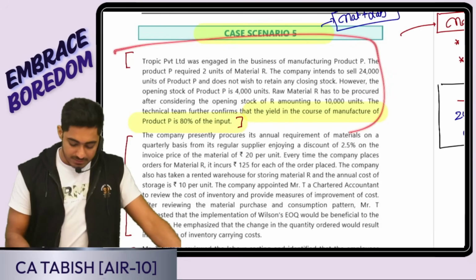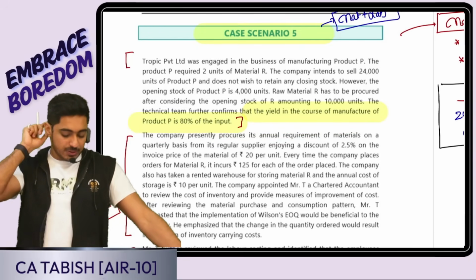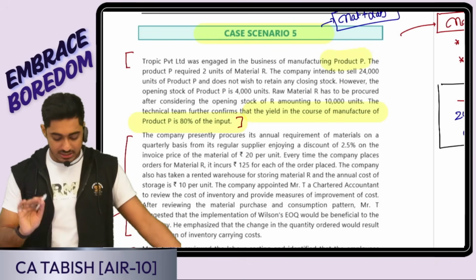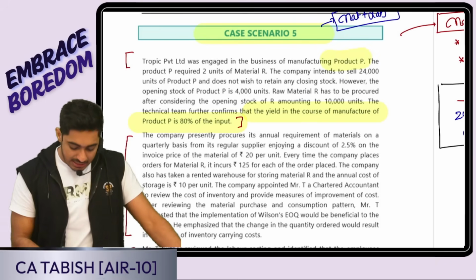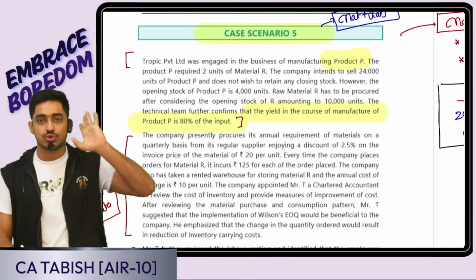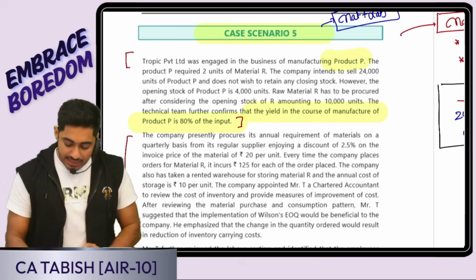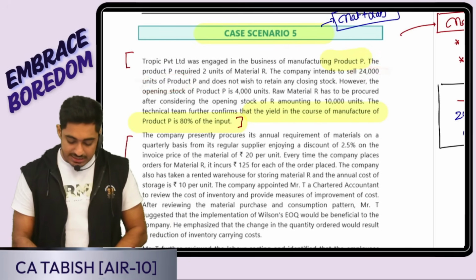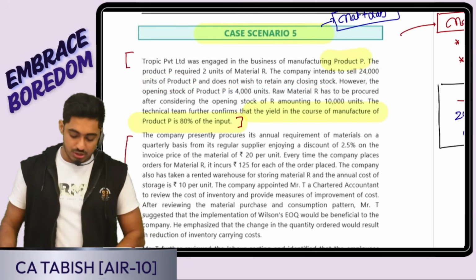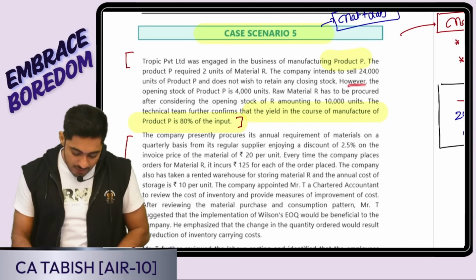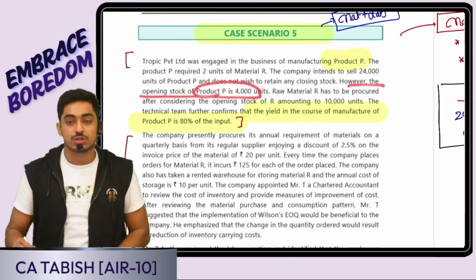This entire paragraph is going to be very important. Now, Trophic Private Limited is engaged in the business of manufacturing product P. The product P requires 2 units of material R. So to produce 1 unit of finished goods, 2 units of raw material is required. The company intends to sell 24,000 units of P and does not wish to retain any closing stock. However, opening stock of P is 4,000.